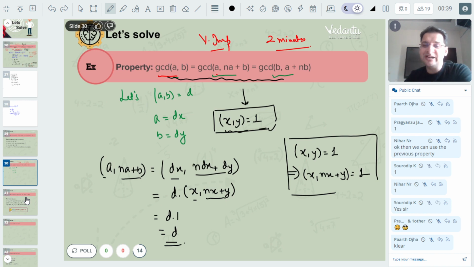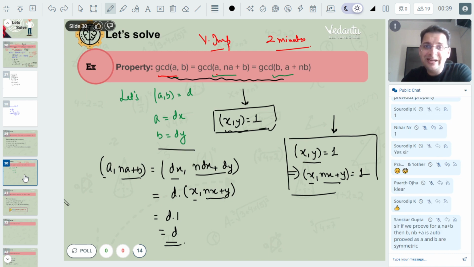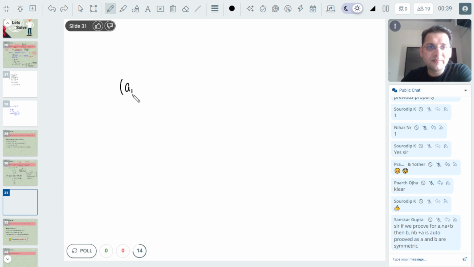Right, so this is how we go systematically. This property, if two numbers are co-prime, then x and nx plus y is also going to be co-prime. This is getting used to prove this property. Clear, everyone? Now guys, this is a very important property. Yes, Sanskar. If you prove this, then the other is all automatically proved because this is a symmetric equation. Exactly. So we've been able to prove that GCD of a, b is the same as GCD of a, b plus na.